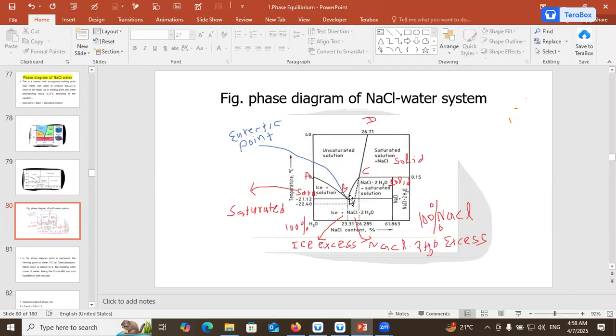I have drawn points A, B, C, and D for the explanation. At this point, B is the eutectic point. This area is ice plus saturated solution. This is saturated. Ice axis, sodium chloride water axis. This area is 100% sodium chloride, and this area is 100% water. Saturated solution, sodium chloride solid. Sodium chloride dihydrate solid plus saturated solution.